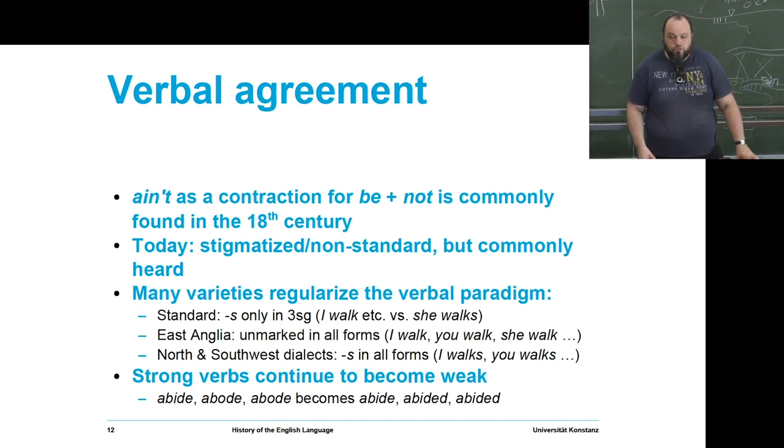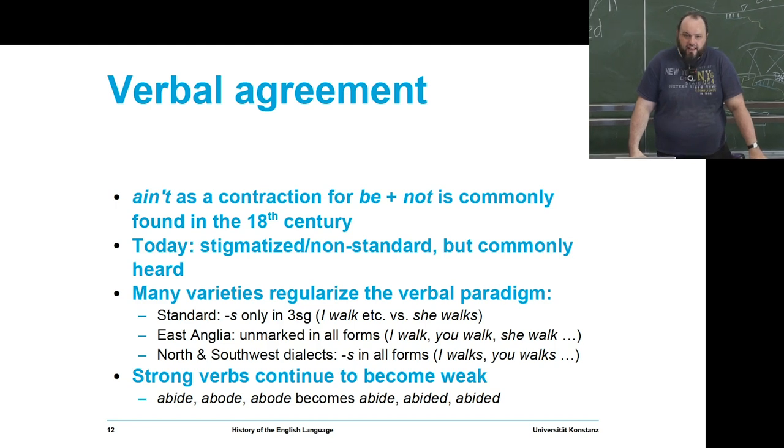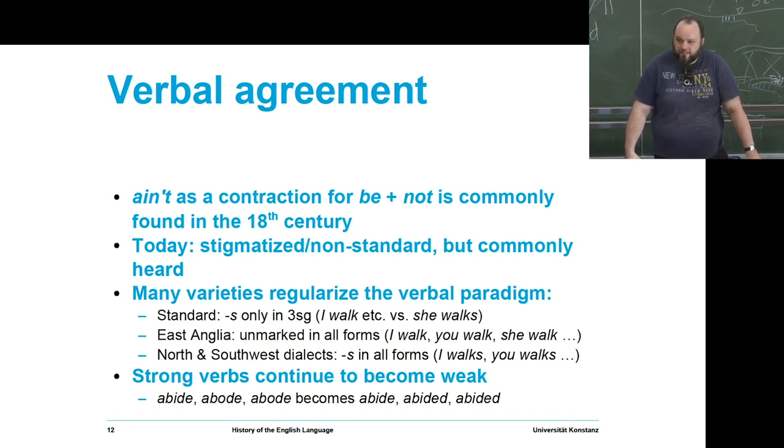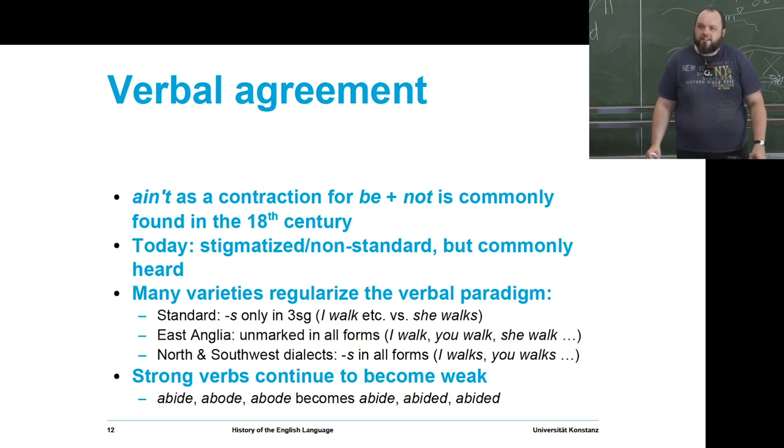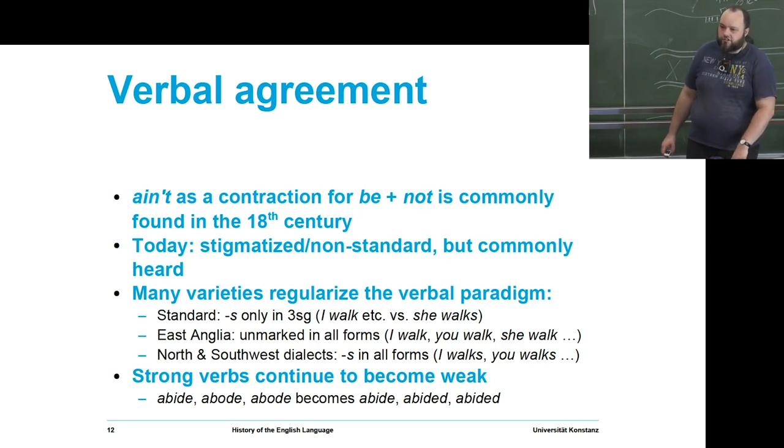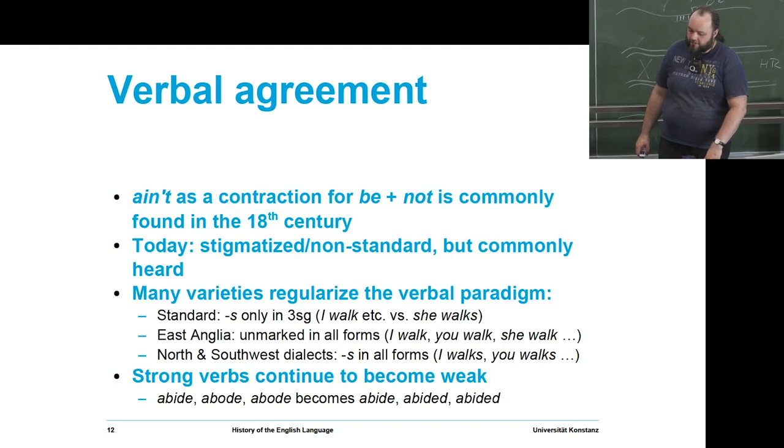In the north and the southwest, in certain contexts, you get the opposite pattern emerging, which is that the S gets generalized to every single ending. So I walks, you walks, and so on. Again, people don't use this completely categorically, but you find that the S is more widely used in these varieties. And you can kind of see why, in a certain sense, because the modern English S ending is not a hugely functional piece of morphology by anyone's standards.